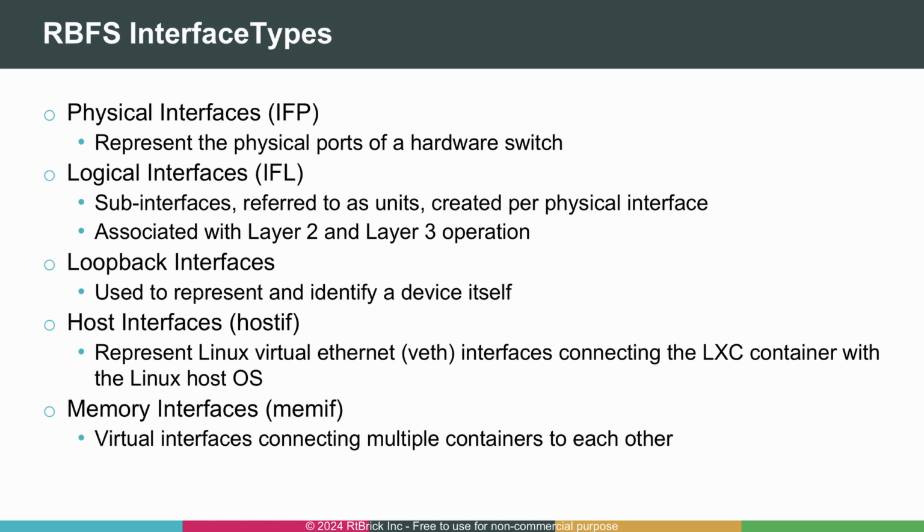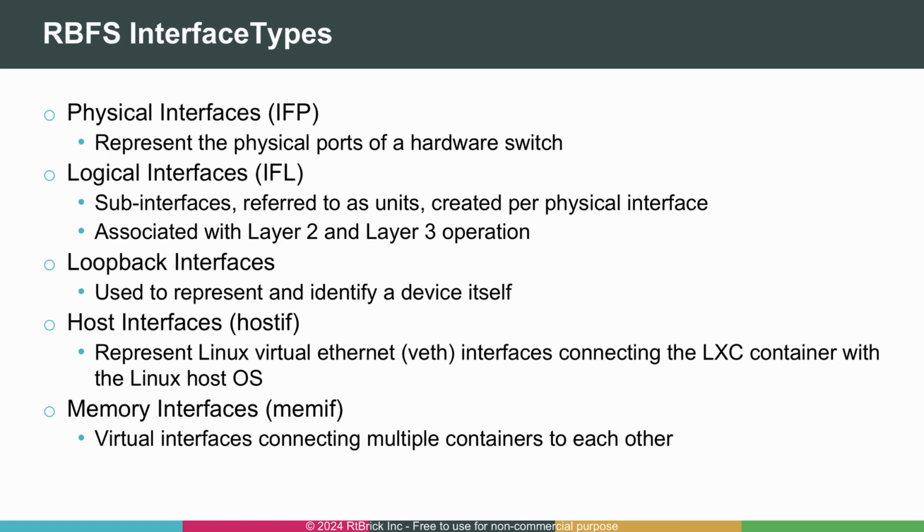For example, IFP0/0/1 refers to switch port 1. At the physical interface level, you can configure parameters associated with layer 1 of the OSI reference model, such as link speed. For each physical interface, you can create one or more logical interfaces, also referred to as interface units in RBFS. A logical interface is associated with layer 2 operations. You can also configure layer 3 parameters, such as IP addresses, on interface units and assign them to routing instances.